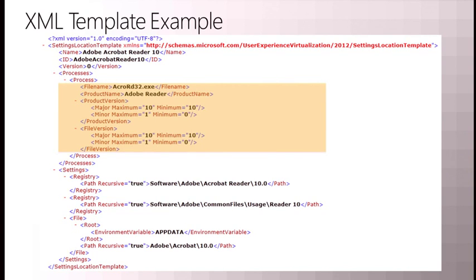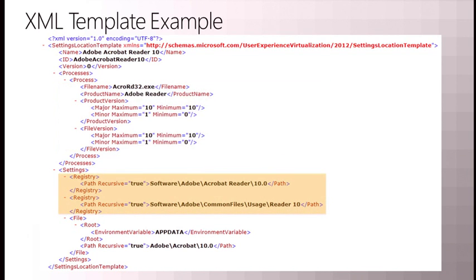A little bit further down, you'll see it's identifying the version. This one is targeting 10.1 and 10.0, so there is version spanning. If you know that settings package is going to work across versions, you can span versions in the UEV templates. And then we're going to go to the next step.